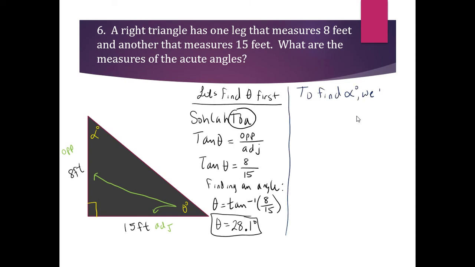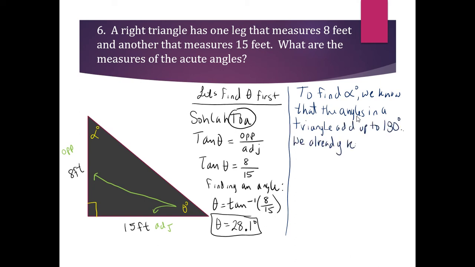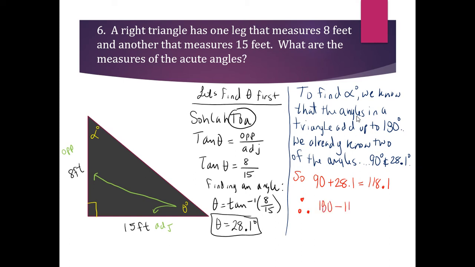So to find alpha, remember that in all triangles, their angles add up to 180 degrees. So right now we already know that one of the angles is 90 degrees. We also found out that the other angle is 28.1 degrees. So what I'm going to do is add 90 plus 28.1, and that gives me 118.1 degrees. Therefore, alpha, by taking 180 and subtracting 118.1, that leftover number is going to be alpha. So alpha equals 61.9 degrees.